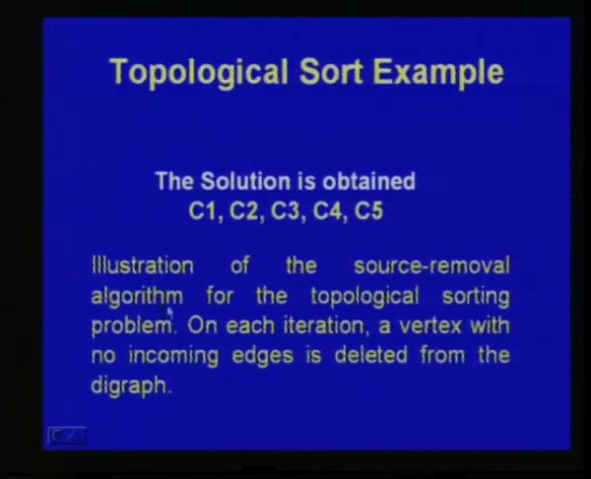This is the illustration of the source removal algorithm for the topological sorting problem that we have seen here. On each iteration, what did we do? We removed a vertex which had no incoming edges, along with its edges. That is what we did.